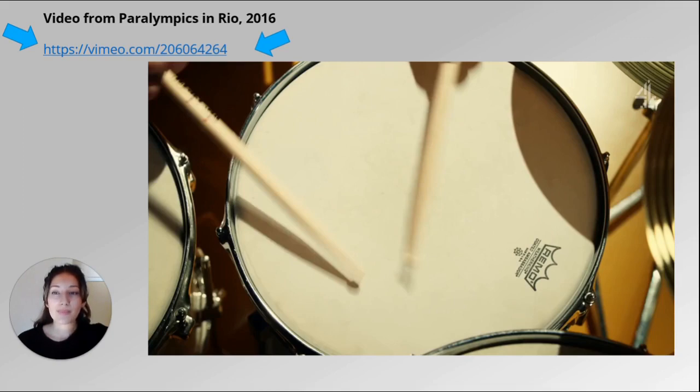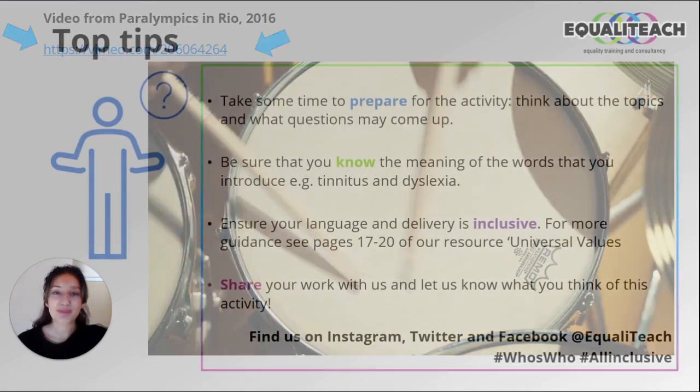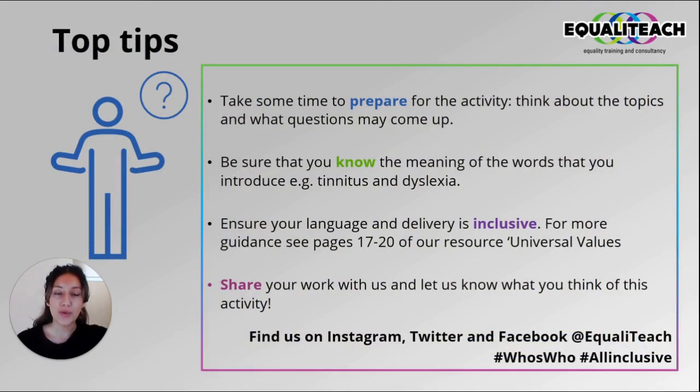For example, someone who uses a wheelchair is able to achieve great things, but is much more able to thrive when spaces are designed in an accessible way. It's useful to get the young people thinking about the ways in which people with disabilities can be included, whether that's by adjusting attitudes or physical spaces. So that's the activity Who's Who.